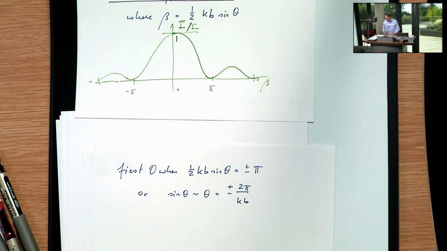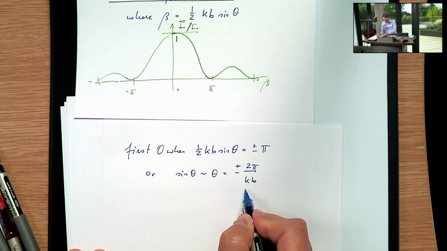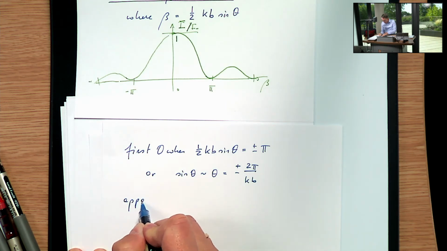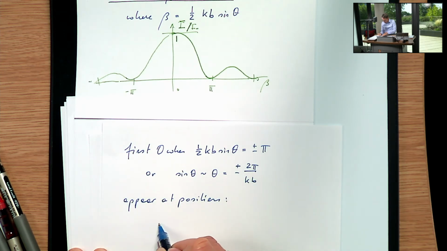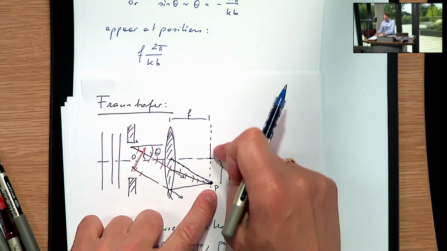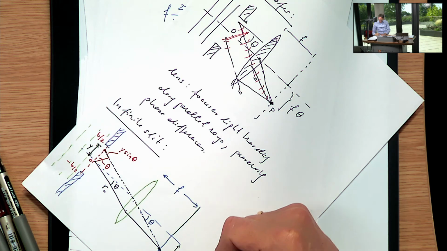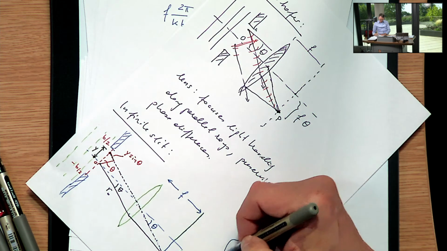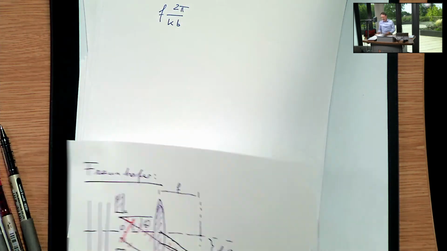And so the actual positions where these minima appear on the screen are at angles of plus or minus 2 pi over kb. At these angles, you get minima of the pattern. So what you see is something like that on here, and the minima appear at 2 pi over kb.